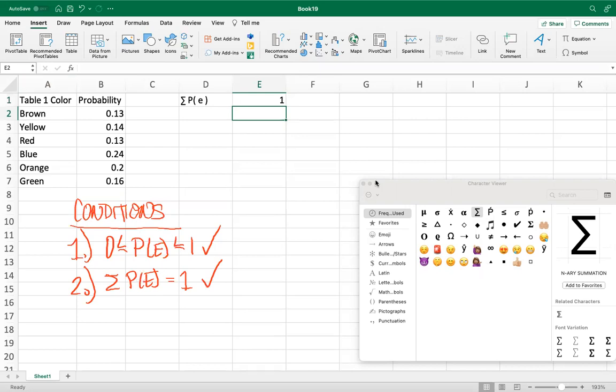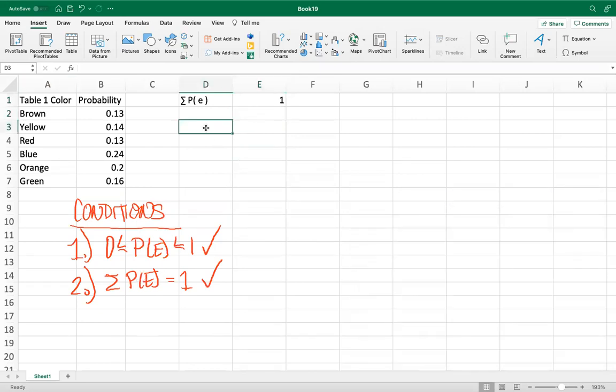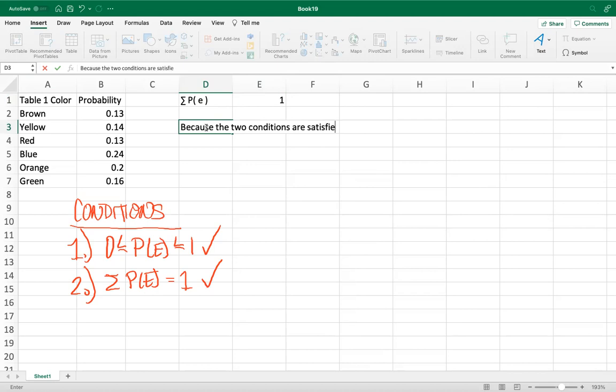Because those two are satisfied, the two conditions are satisfied. This represents a probability model. And there we go.